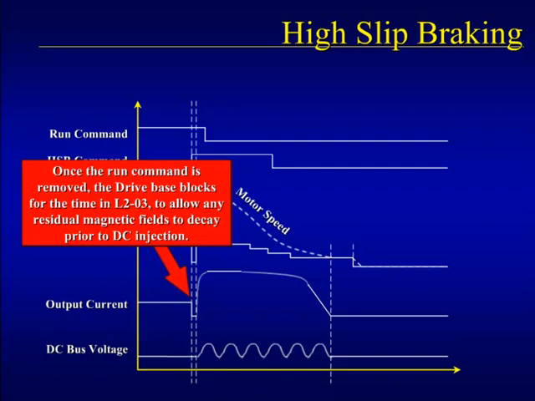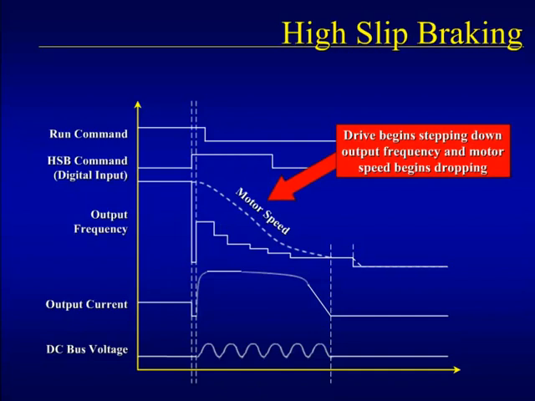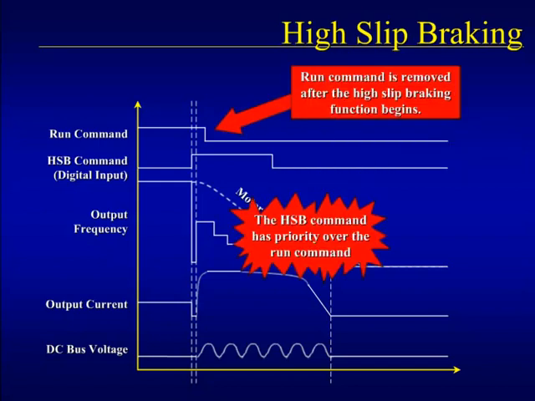Once the base block is finished, the drive begins stepping down the output frequency to force the motor into a large negative slip condition. This makes the motor an inefficient generator so that the regenerated energy is dissipated from the stator and rotor losses. At some point after the high slip braking command is given, the run command is removed. The high slip braking command has priority over the run command.